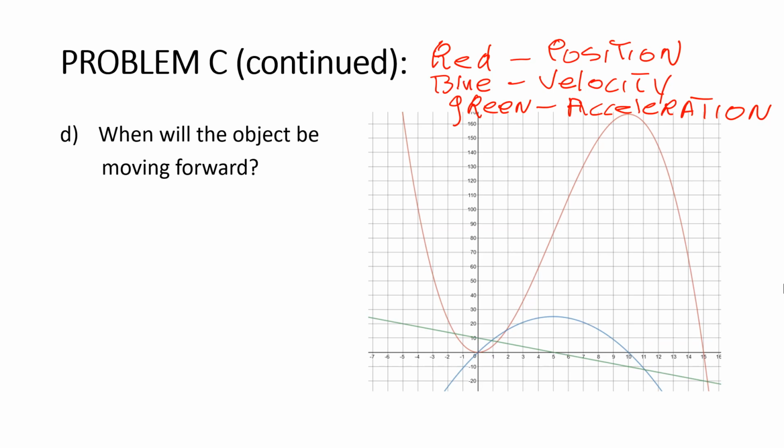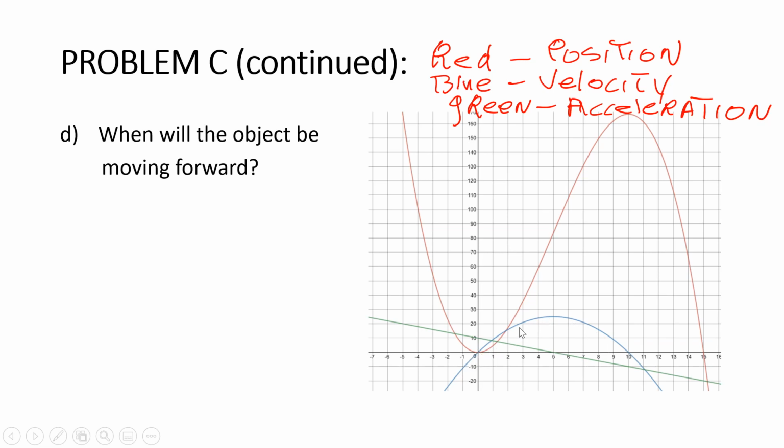That's correct. And the other thing is that you can look at the red line itself and see where the red line is moving up. That means the object is moving forward. So just looking at the red line tells you that the object is moving forward once it's going up. If the position function has a positive slope, then the thing that gives you the slope, which is the blue line, is also going to be positive. So it's positive anywhere from 0 to 10.